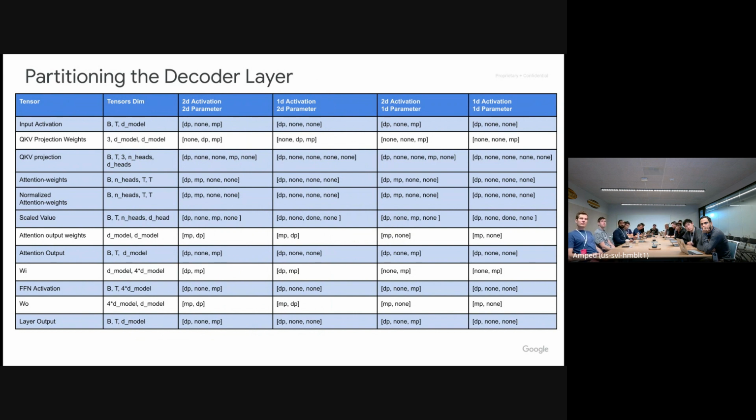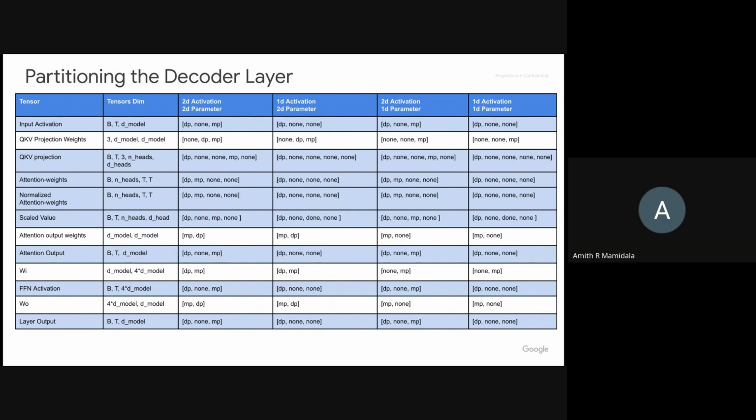Does that help, Amit? Yeah. So basically those two correspond to the last two columns.